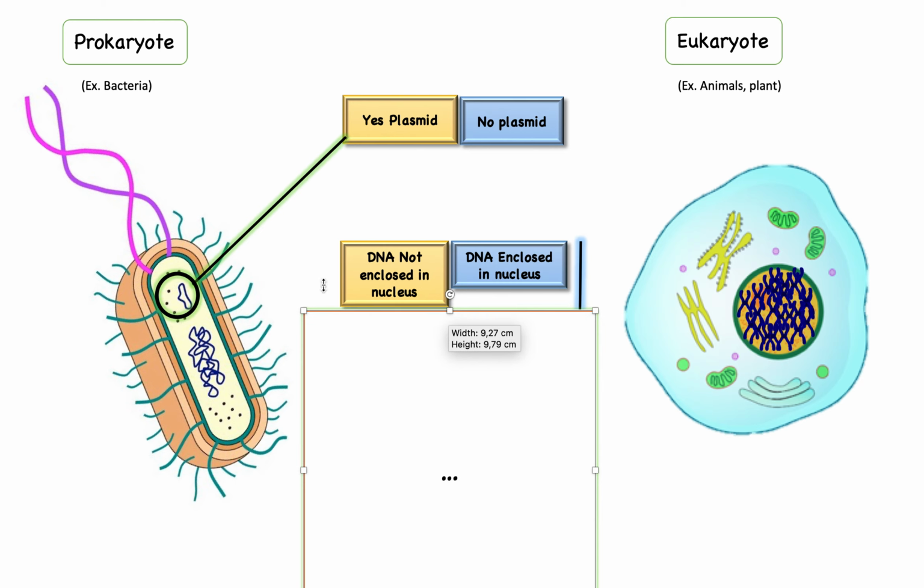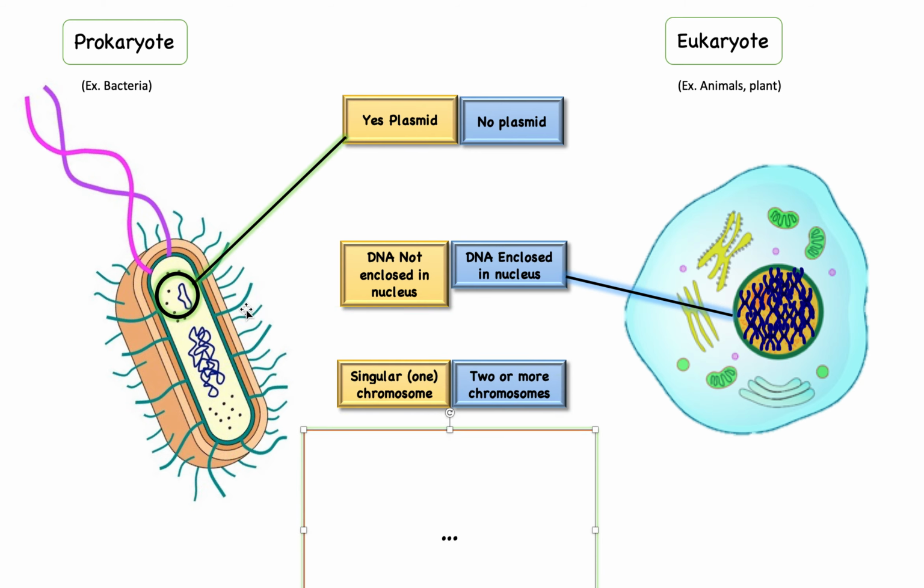Okay, this one's simple. Prokaryotes have DNA not enclosed in the nucleus. You can see the DNA, the chromosome, is just floating around there. Whereas in eukaryotes, it's enclosed in this membrane, this nuclear membrane, this green thing. It's not in direct contact with the cytoplasm, the blue thing.